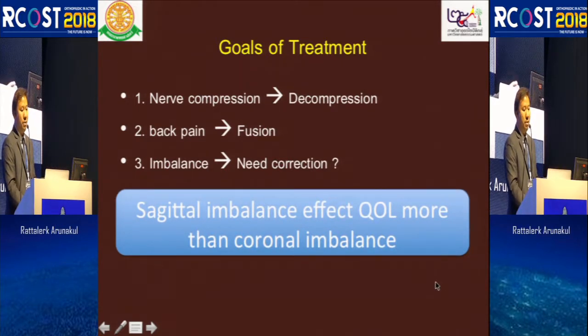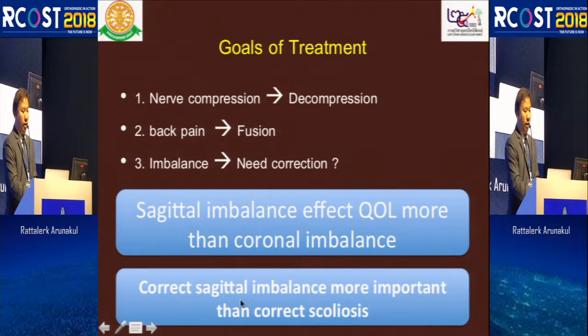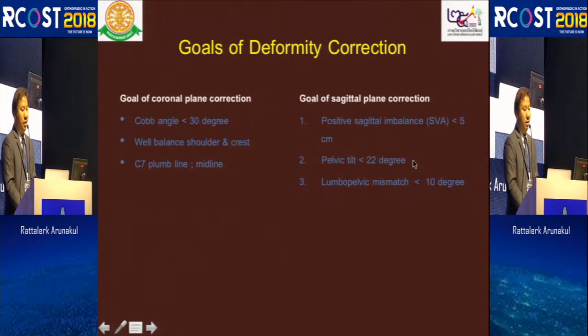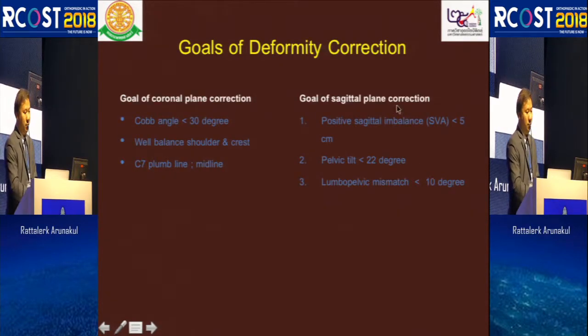Okay. And sagittal imbalance affects quality of life more than coronal imbalance. I think everyone knows that. Correcting the sagittal imbalance is more important than correcting the scoliosis, and I think much more difficult. And this is the goal. Coronal plane correction in general maybe less than 30 degrees. You want a well-balanced shoulder and crest, and the C7 plumb line in the midline.